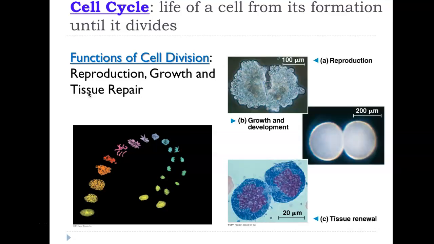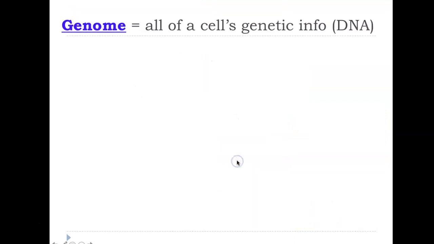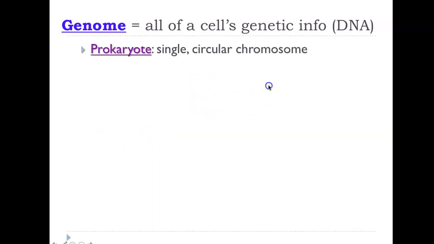And this is just showing you some pictures, and I know on your paper they look kind of ugly, but this is just showing you pictures of cell division, growth and development, tissue renewal, and various types of cells. Just some vocab words that we need to go over real quick. Genome. Genome is all of the cell's genetic info.